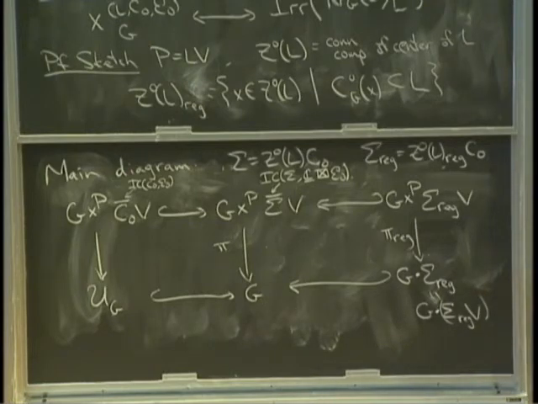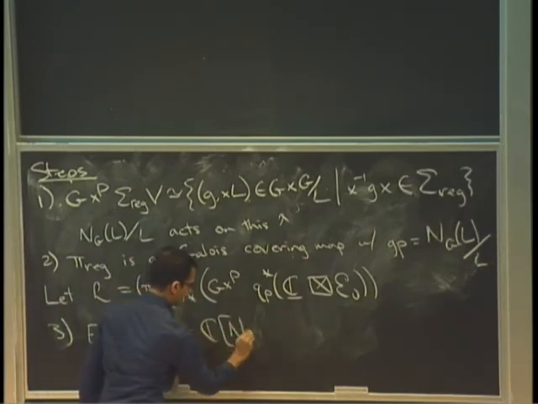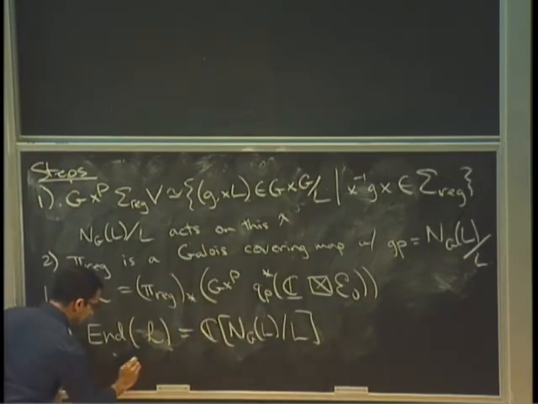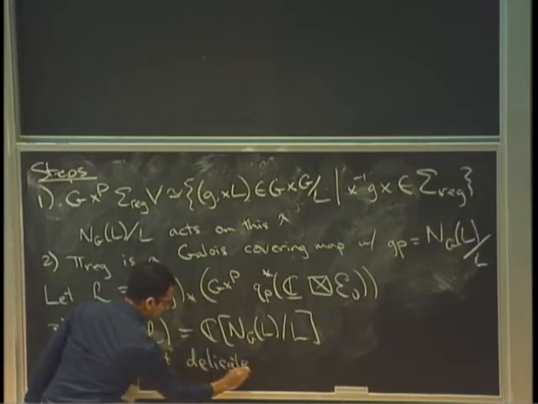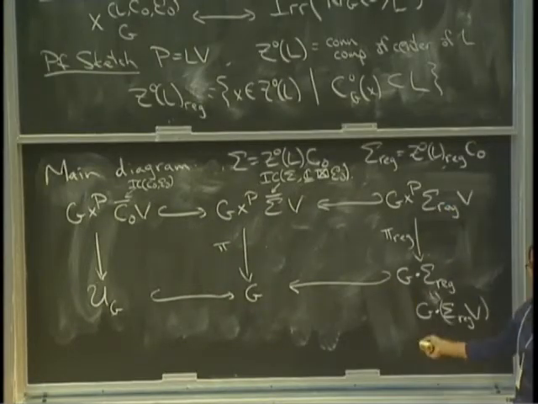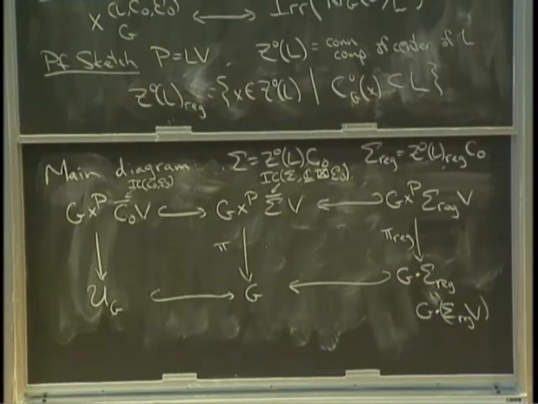Step 3 is to show that the endomorphism ring of pi reg star of L is this group ring. This is probably the most delicate part of this argument. Yesterday, in this part of the diagram, the local system we had up here was just the constant sheaf, and you're pushing forward the constant sheaf along a regular covering, and of course what you get downstairs is then the regular local system for that covering group.